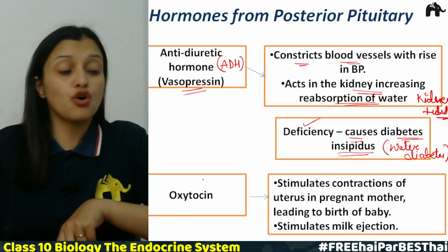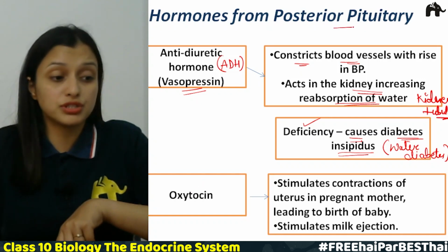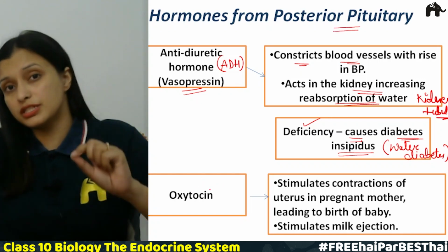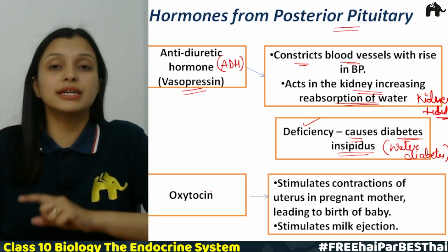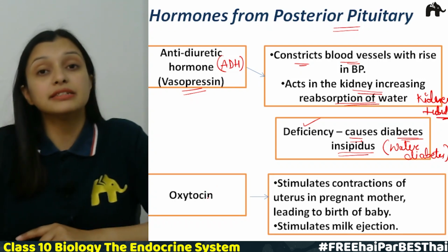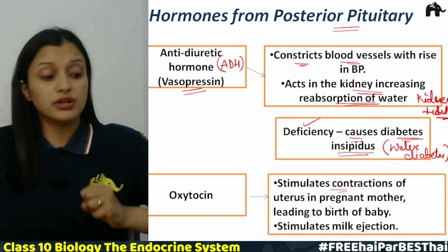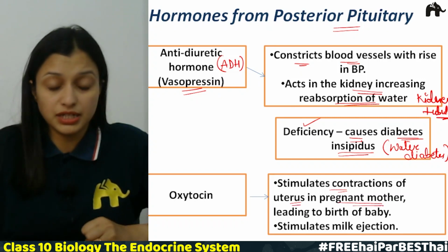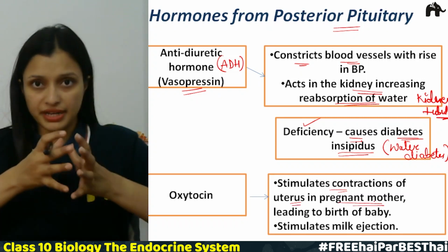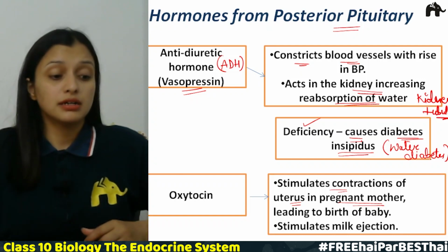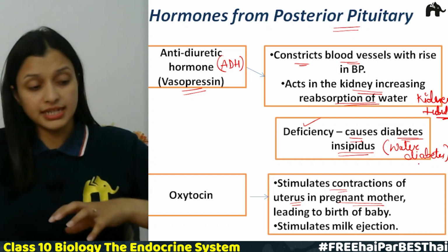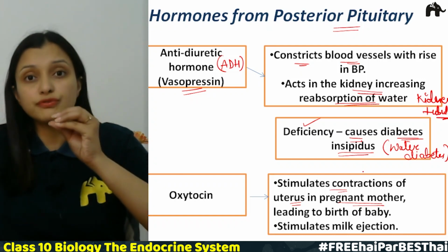Okay, the next hormone which is secreted by the posterior pituitary is a hormone called oxytocin, and this hormone is very much needed at the time of delivery. It is the hormone which stimulates the contraction of the uterus in a pregnant mother. In a pregnant mother at around 9 months, this hormone is released, which leads to the contraction of the uterus.